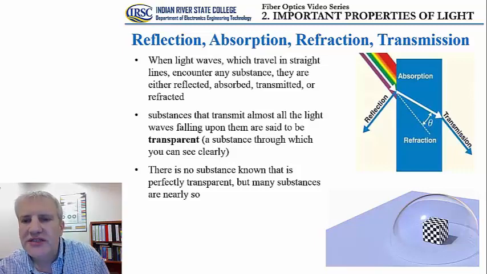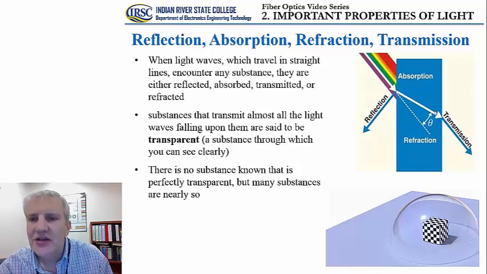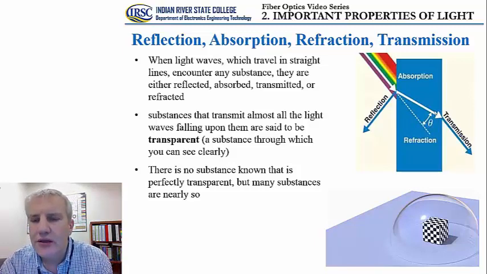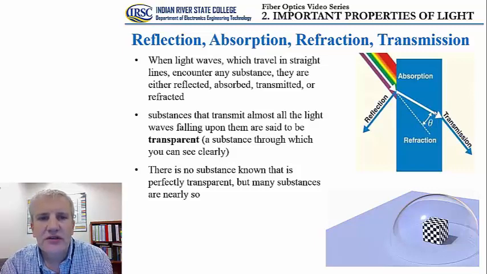On the right side of this slide, we see each of these four important phenomena that are related to the interaction of light as it is moving through a medium or passing from one medium into the other medium. So when light waves travel in a straight line and encounter any substance, they're either reflected, absorbed, transmitted, or refracted. So what does each of these terms mean?